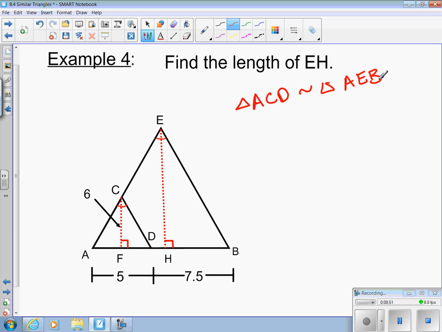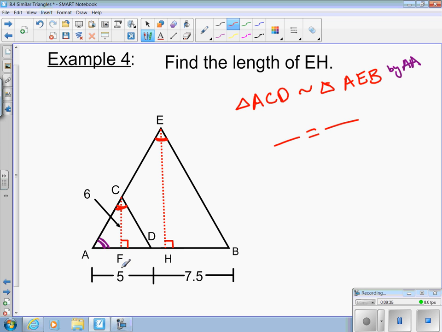I make a similarity statement, and from this statement I could write a statement of proportionality, where I set up some proportions that are the same. In this case, I should explain why these triangles are similar. It doesn't say it in the problem, but if you look, this angle is congruent to this angle, and they share this angle. So we have two angles, so these are similar by angle-angle similarity.